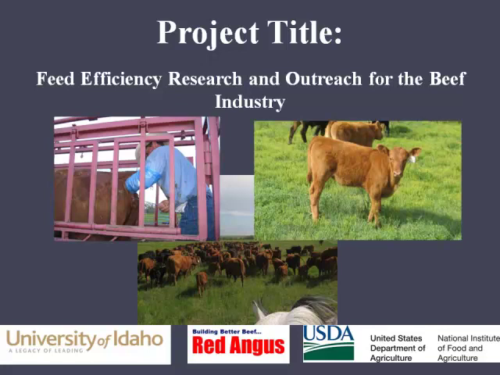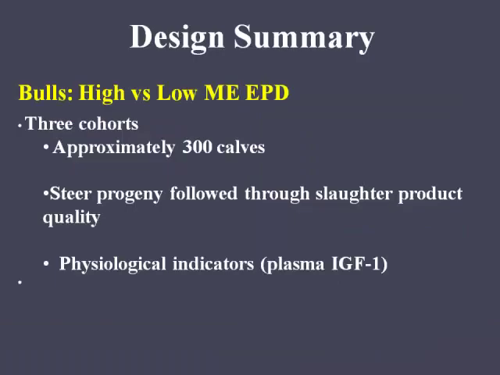And we used Red Angus sires across crossbred females. The bulls that were used were divergent for a measure that they have in Red Angus called the MEEPD, maintenance energy. We've tested about 300 calves, and we've followed steer progeny through slaughter. We've looked at physiological indicators, something called plasma IGF-1.